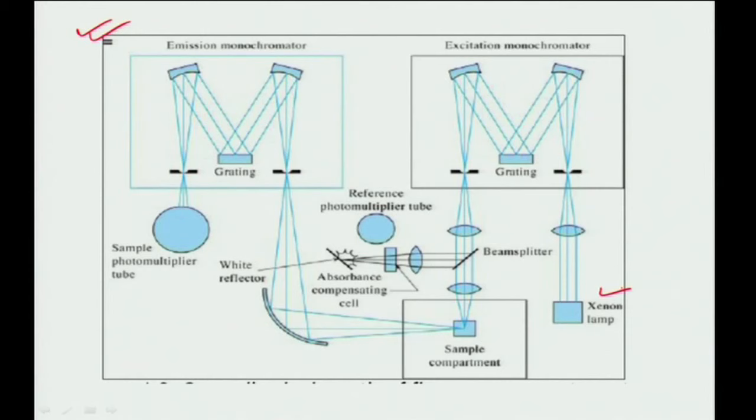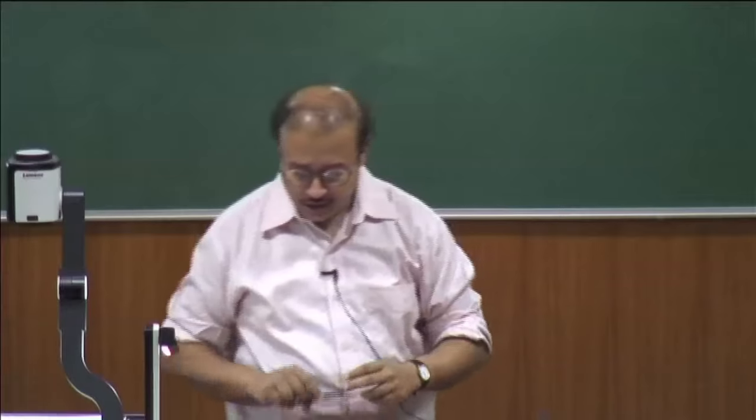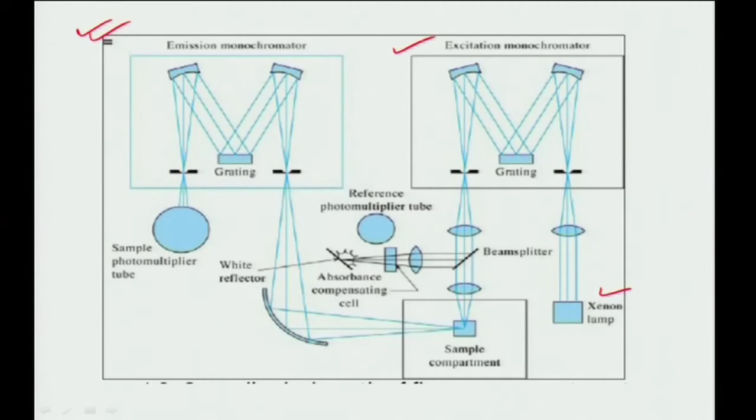See, after that, because you have to spread this out, it goes into a compartment which has the excitation monochromator. So, again you disperse your xenon lamp beam into its component wavelengths. I will show you the xenon lamp spectrum. After that it comes out like this, and you can see out here.